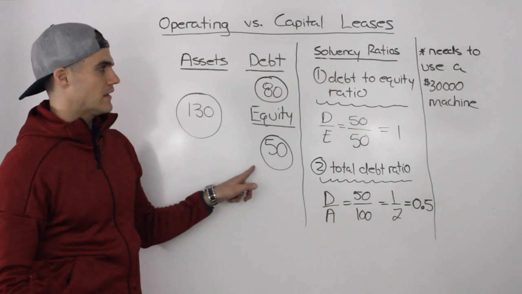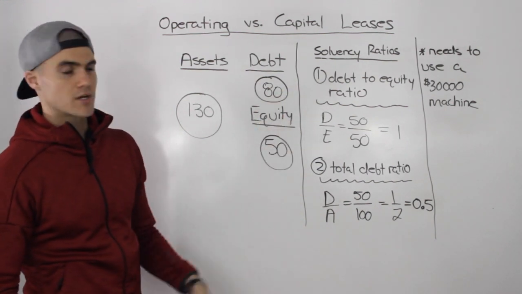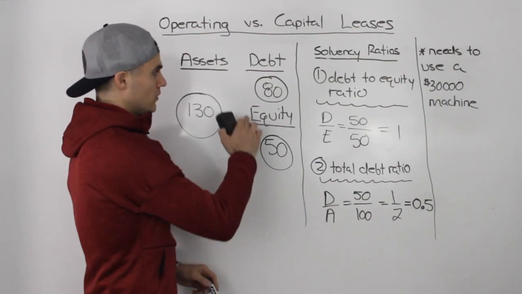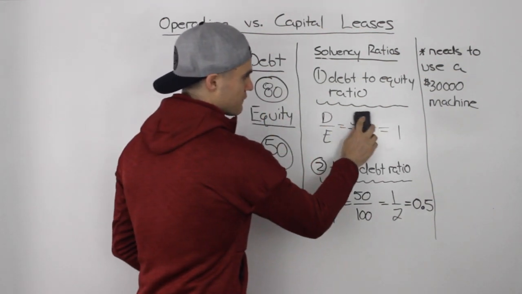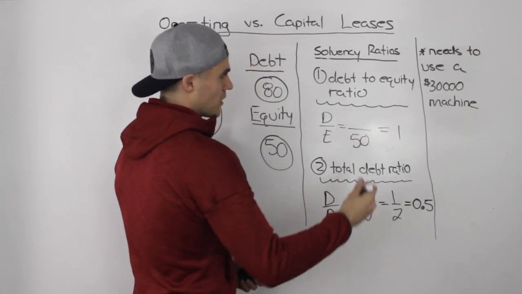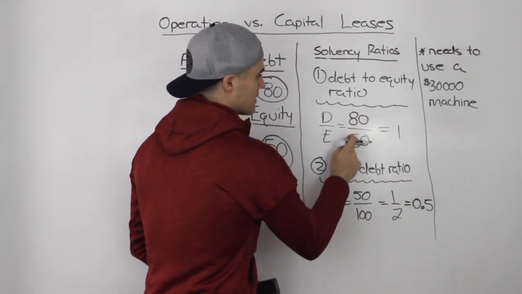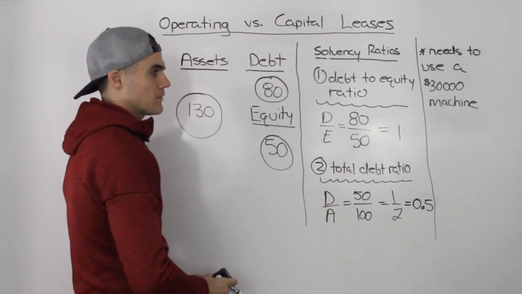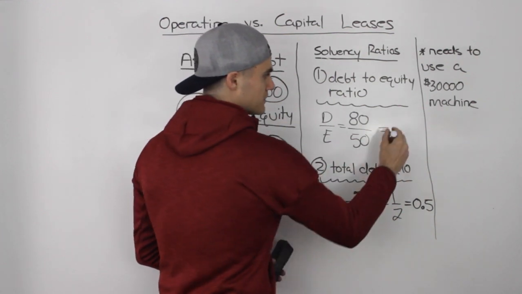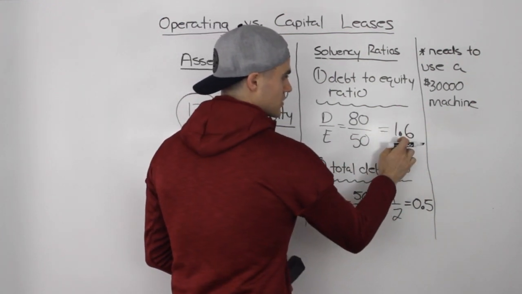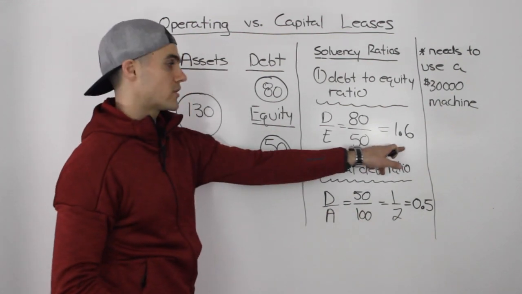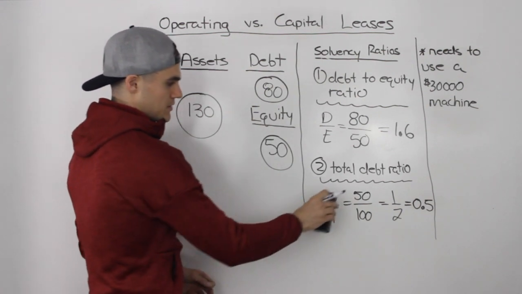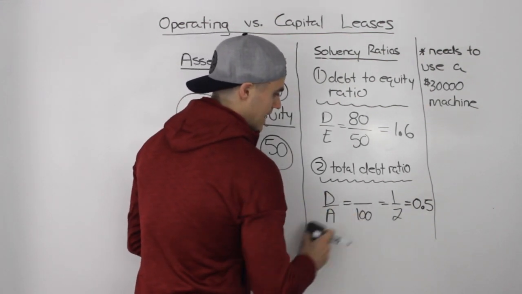Well, because our balance sheet changed, that means our solvency ratios are going to change as well. So let's see the implications for that. Well, notice that our debt now is 80. It's not 50 anymore. So this part of the debt to equity ratio is going to be 80. The equity is still 50,000, so we'll still keep 50 in the denominator. So 80 divided by 50 is 1.6. So that's the new debt to equity ratio. It's 1.6. And then notice how the total debt ratio changes as well, because the debt of the company is now 80.